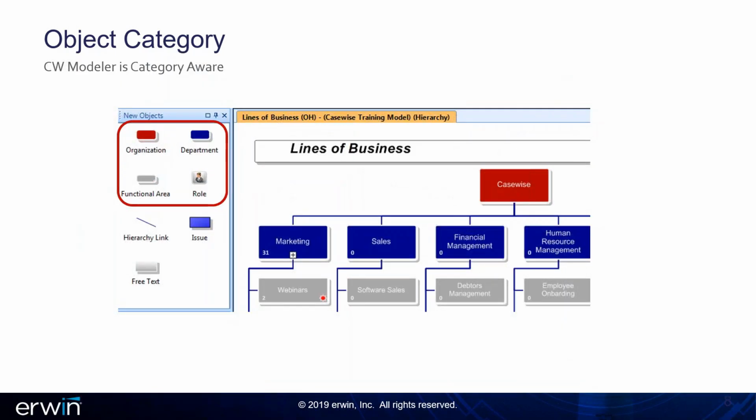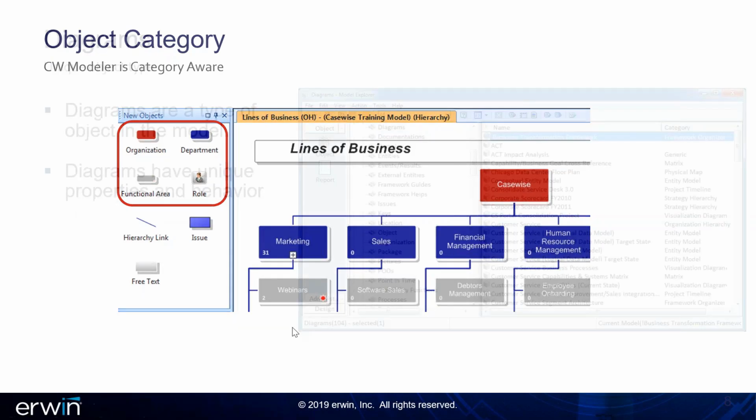On a diagram, CW Modeler is category aware. So here we have one object type. It's an organization, and there are 4 different ways to represent it based on the category. So the categories are organization, department, functional area, and role. And you can see that by defining them differently on the palette, when you drag them out onto the diagram, they will look different. So that is a power, a choice you always have when you define categories of objects.